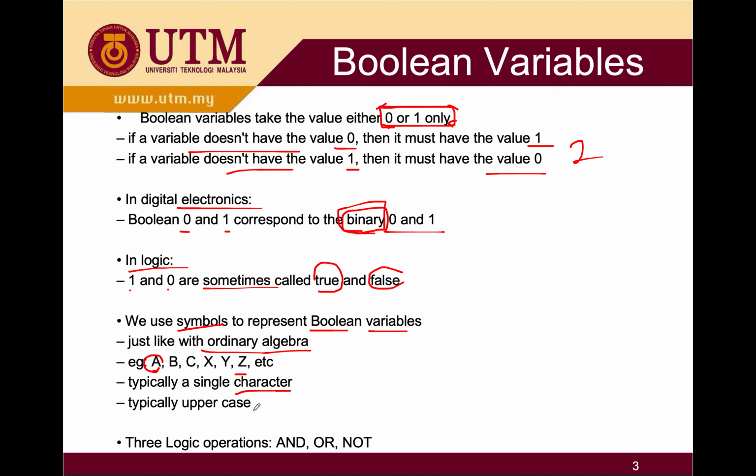And also it's normally uppercase, so it's very random that you can have A, B, which is lowercase, of your algebra. And lastly, you will only deal with the 3 basic logic operations. But later on, of course, you're going to have a complicated circuit combination from all these AND, OR, and NOT.